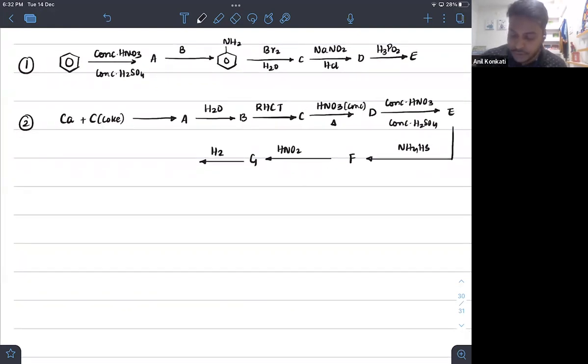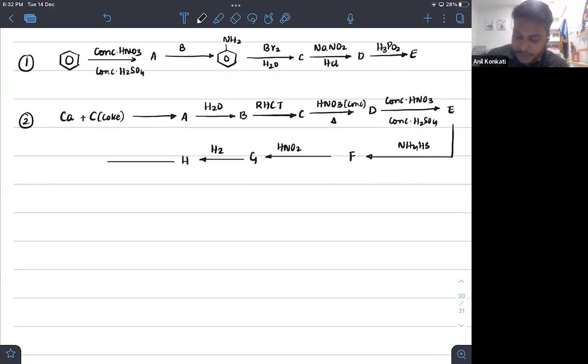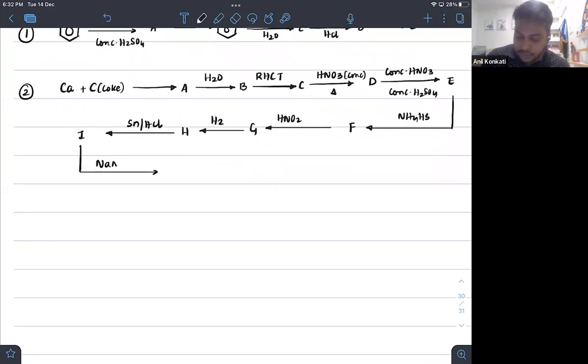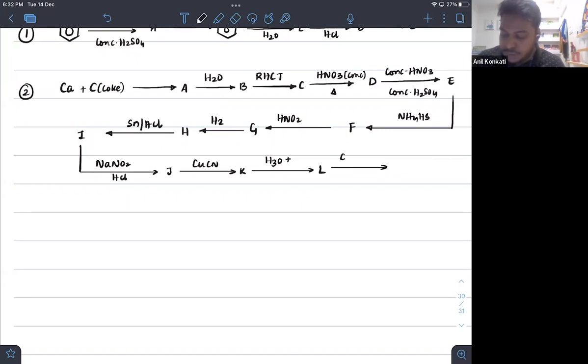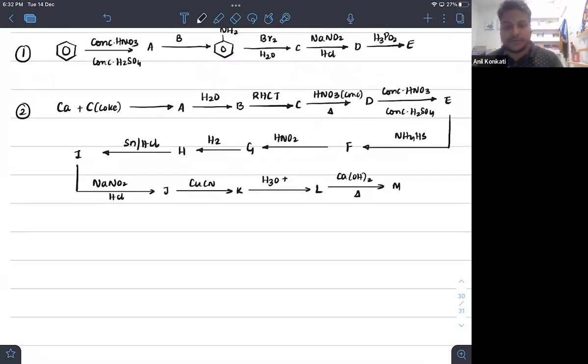That G, when treated with H2, gives H, and this H, when treated with Sn in HCl, gives I, and this I on further treatment with NaNO2 and HCl gives J, and we use CuCN to get K, and that K on hydrolysis gives L. This on reaction with calcium hydroxide on heating gives M. So find out A to M, what the products are.